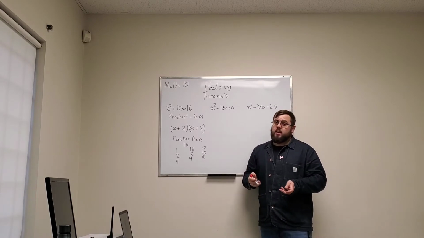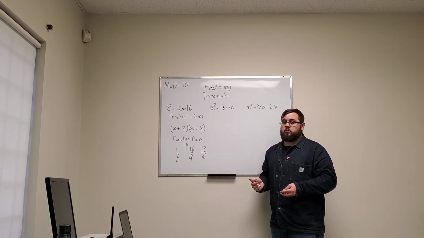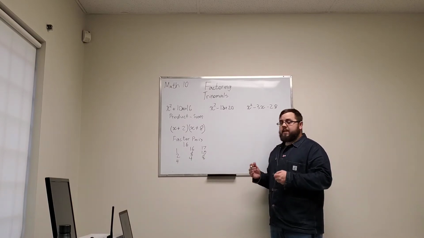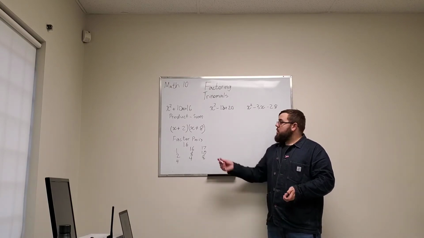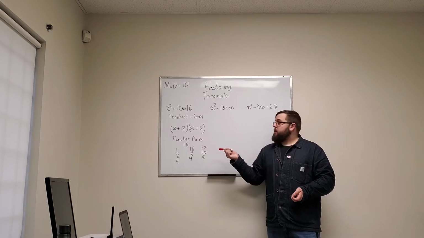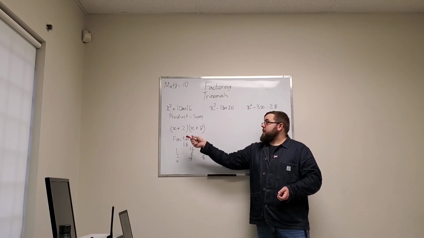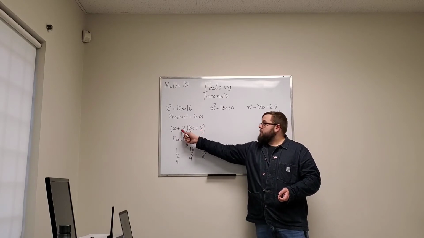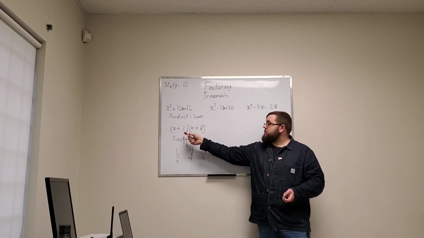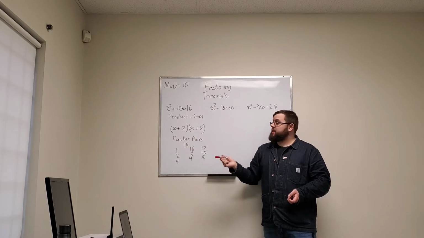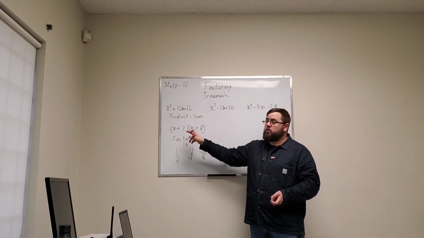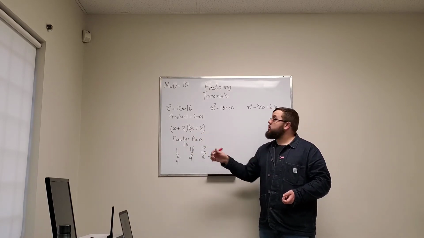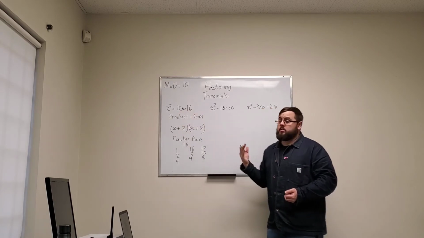Now the really nice thing about doing these factor problems, especially on any sort of practice or assessments, is that you can just check your answer by foiling this. x times x is x squared, x times 8 is 8x, 2 times x is 2x, 2 times 8 is 16, and then if you just combine those like terms, 8x and 2x, you get 10x.